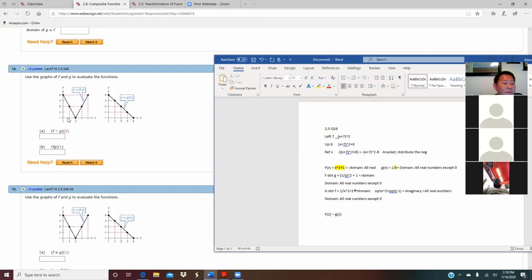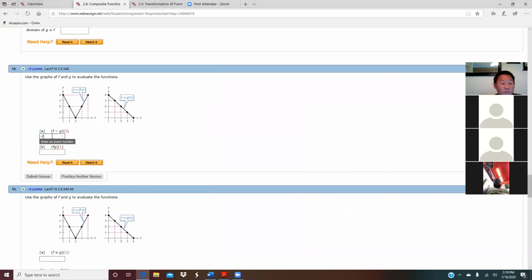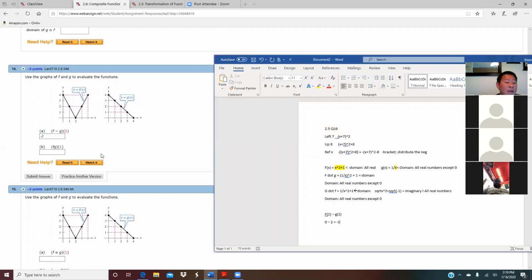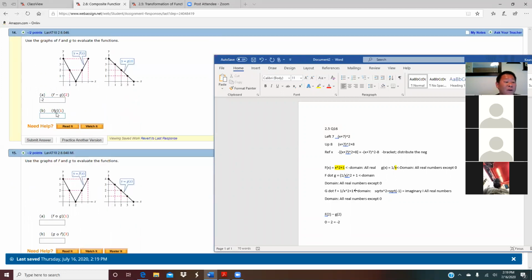So f(2), if you look at this graph, f(2) is the y value. So f(2) in this case is 0. And g(2), this is the g function. g(2) in this case is 2. So 0 minus 2 is -2. So this will be -2 in this case. Okay. So this is pretty straightforward.